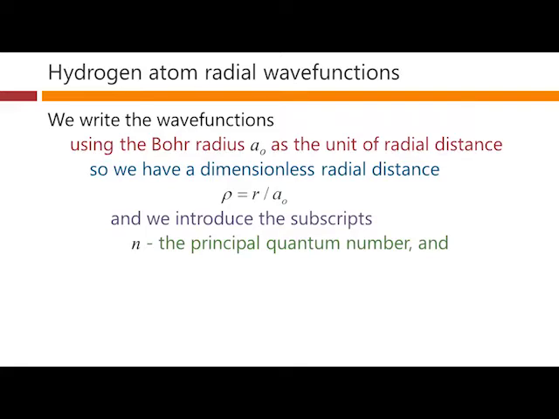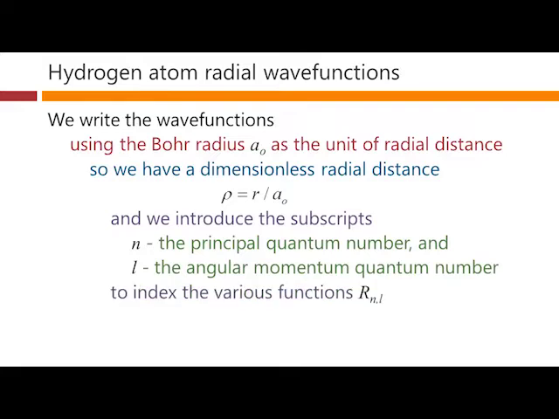N is the principal quantum number. And remember, we deduced it had to be an integer and it had to be greater than or equal to L plus 1. And L is our angular momentum quantum number, the same one we had before from solving the angular momentum problem for the L-squared operator. And we use these to index the various functions now that we can write out.